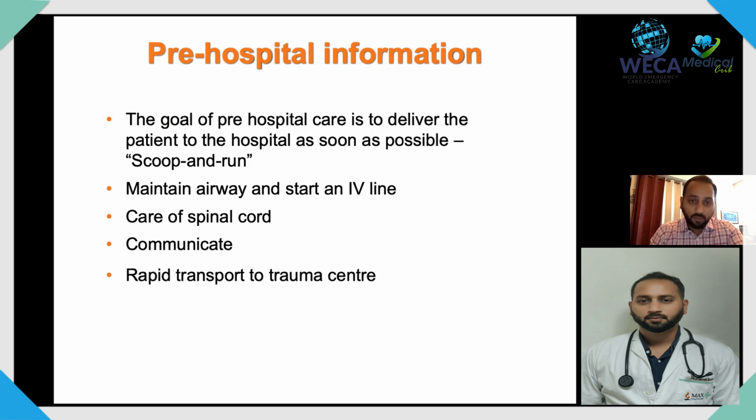We have to take the patient as soon as possible to the hospital, because as we said, in abdominal trauma the evaluation, the workup, the assessment may be a little deceptive. The airway has to be maintained. If possible, an IV line has to be started. Again, the spinal cord has to be taken care of. Clear and crisp communication is important. And again, rapid transport to the trauma center. The patient should always be evaluated at the highest possible trauma center nearby. So rapid transport is very important.